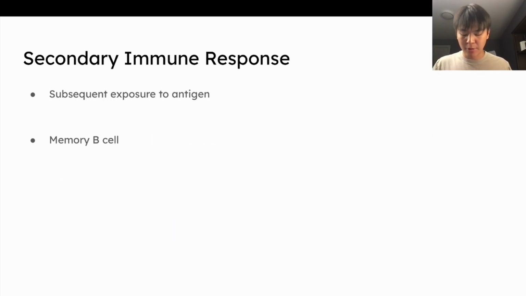Now imagine we get exposed to the same antigen again. Say this bacteria wants round 2, and this is the exact same antigen. Well, eventually we're going to get this memory B cell with this B cell receptor, and he's going to be like, hold up, I've seen this before.